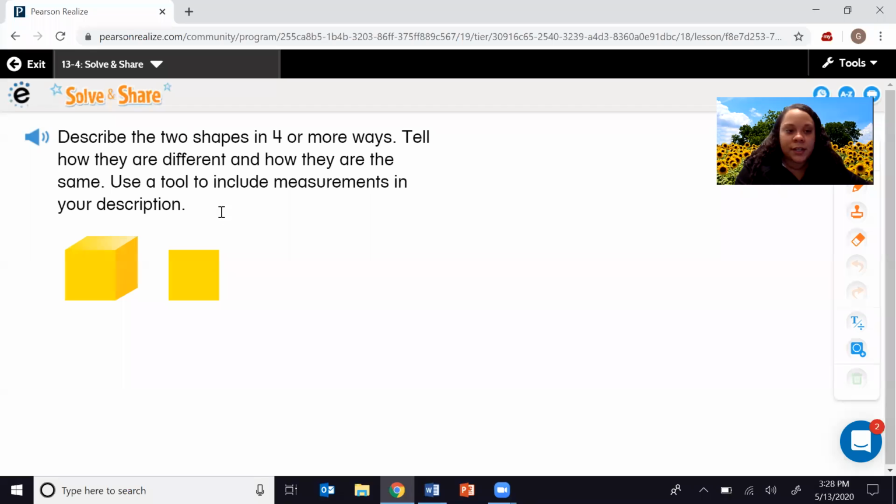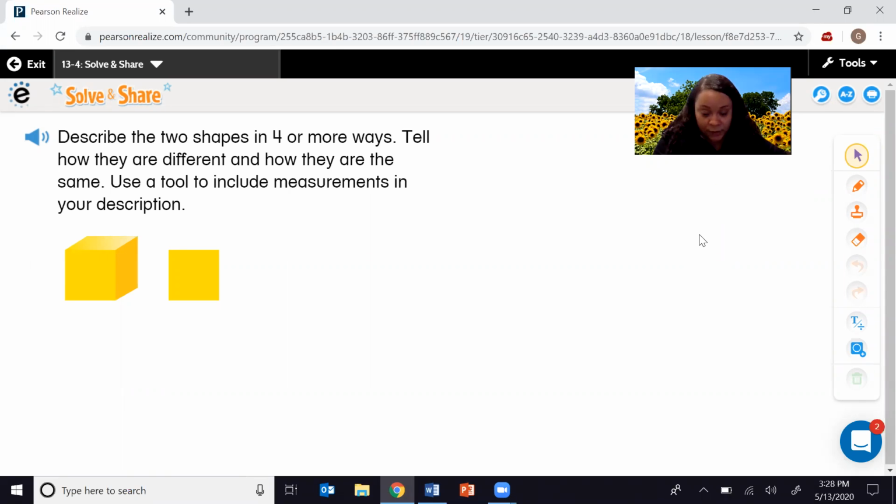All right, so for today's solve and share, make sure that you work this out on your own before you watch the rest of this. So if you want to take a quick pause and solve it yourself, that'd be awesome. So you're going to describe the two shapes in 4 or more ways. Tell how they are different and how they are the same. Use a tool to include measurements in your description.